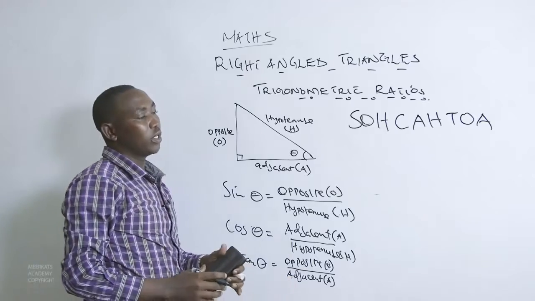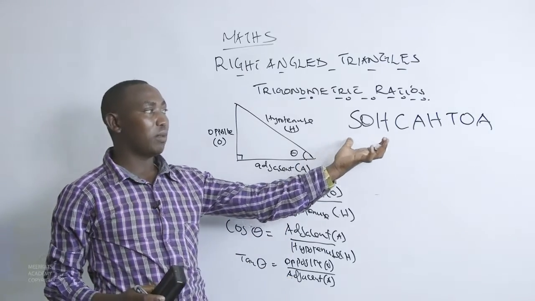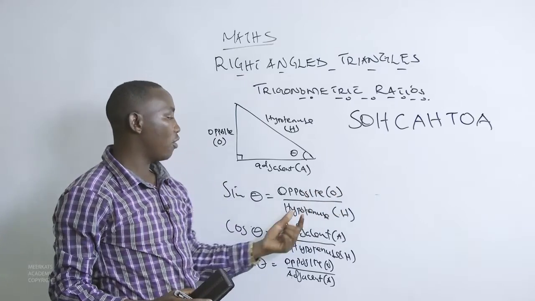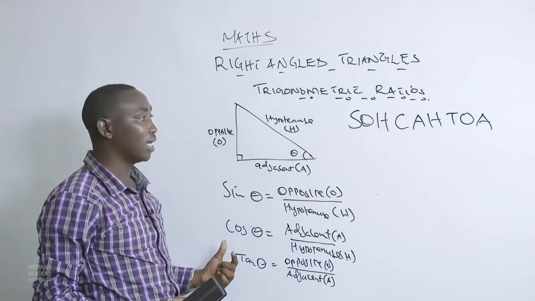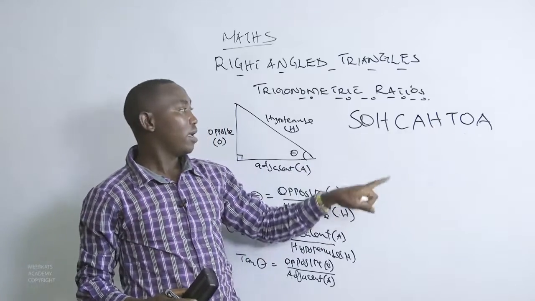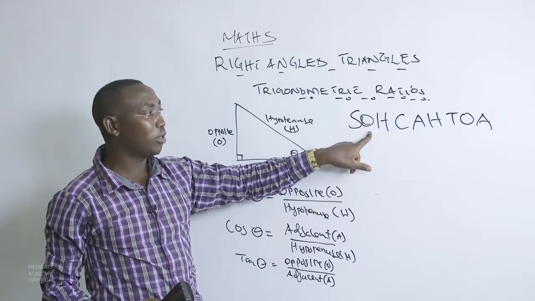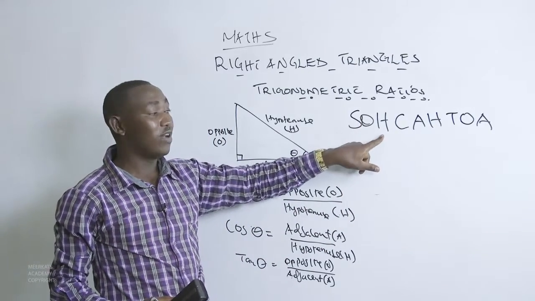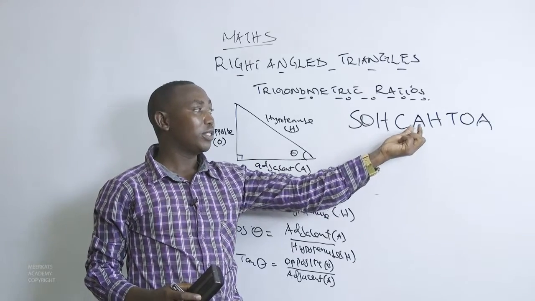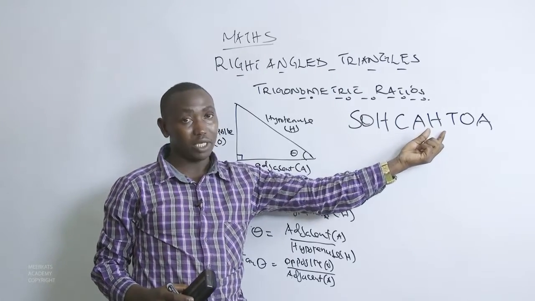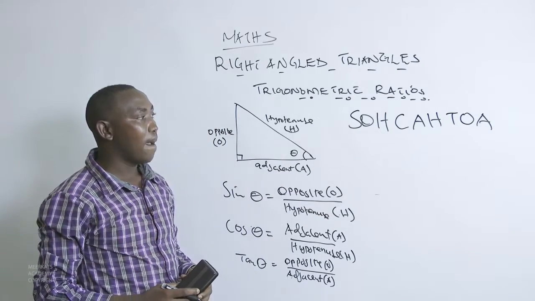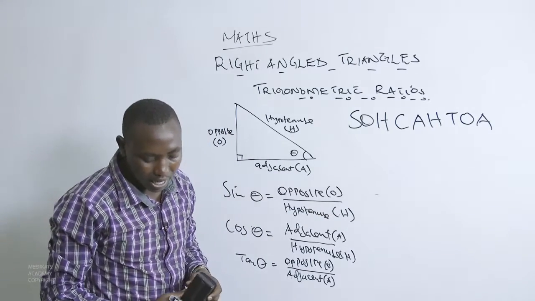A. So this is the acronym that we normally use for you to be able to actually memorize how you can be able to get the sine, cosine, and tangent easily. That is SOH, CAH, TOA. For you to get sine, you take opposite of that particular triangle, you divide by the hypotenuse. For you to get the cosine of that particular angle, you take adjacent, you divide by the hypotenuse. And then for you to get the tangent, you get the opposite, you divide by the adjacent side.